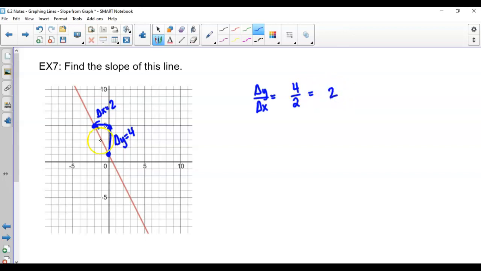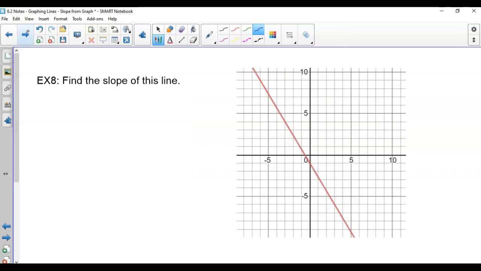Now, I could have used this point right here, actually. That would have been even better. I'll go up 2 and to the left 1. Rise 2, run 1 here. And so, remember, always for these, you need to think about whether the graph is increasing or decreasing. This graph is decreasing from left to right. So that means that slope is actually negative. So negative 2 is your answer for this line.